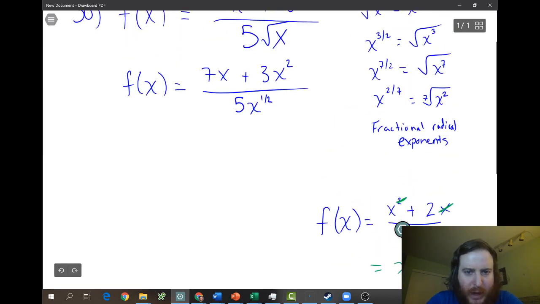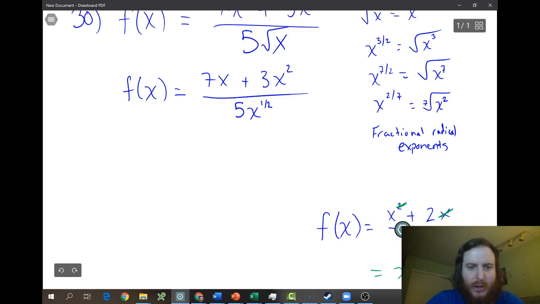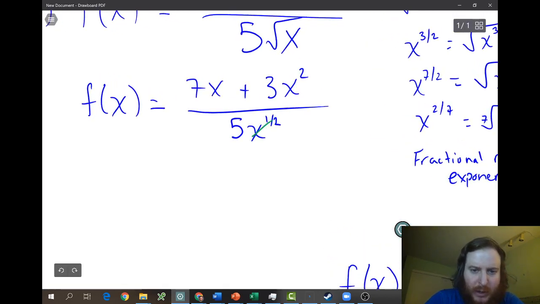Coming back up here, it's the exact same concept. We have an x in every term, so we know we can cancel out an x. But the lowest exponent is actually the half exponent. So what I'm going to do here is cancel out my x to the half. That's going to be completely canceled away. And then there was an imaginary 1 as that exponent.